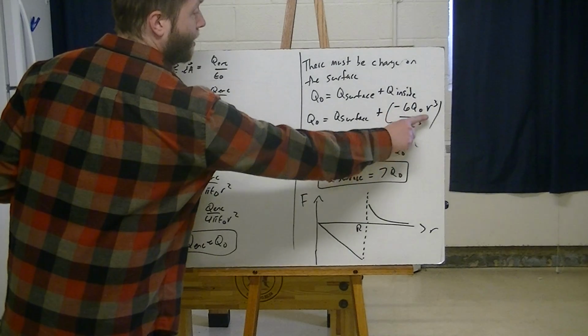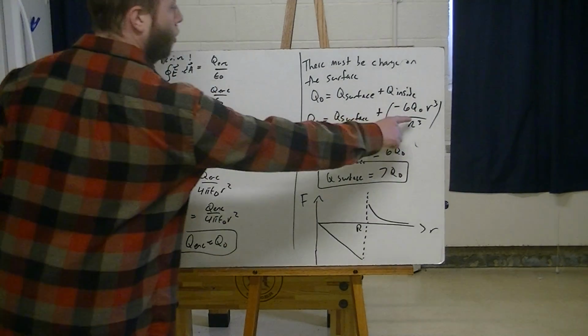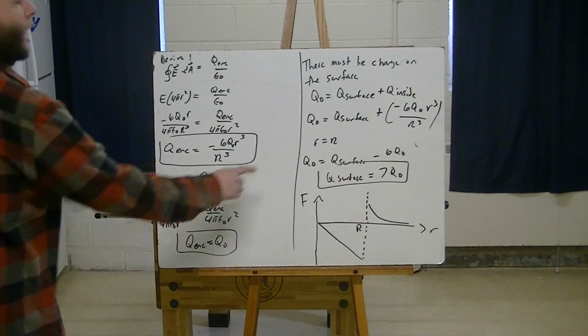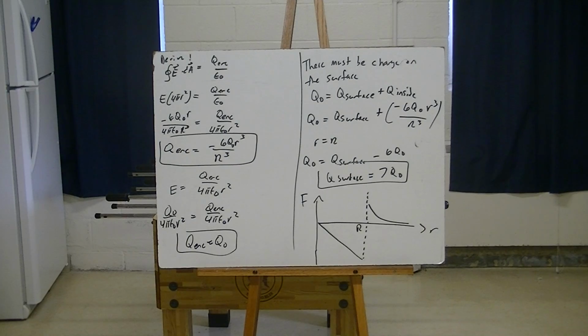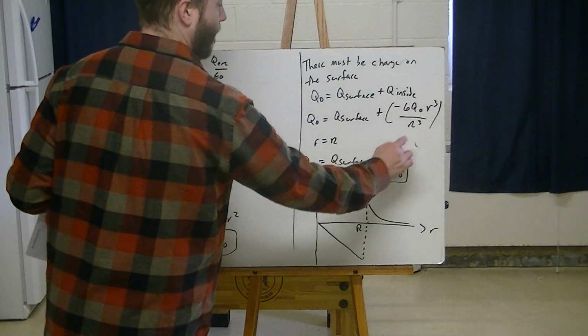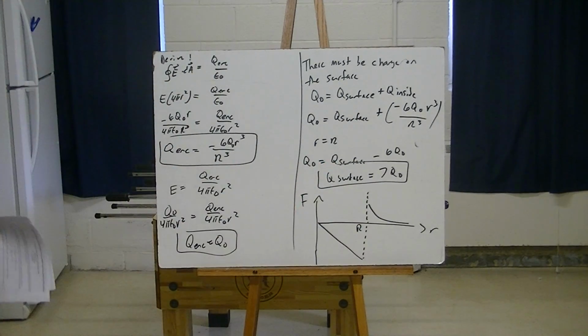Notice that for the inside, I'm going to replace that R up there, that R cubed over big R cubed, with R is equal to capital R because we are at the surface of the sphere. So this whole thing is going to condense down nicely to minus 6 Q naught. We have a Q naught over here. The charge on the surface has to make it so that charge on the surface minus 6 Q naught is equal to Q naught. That means that the charge on the surface is 7 Q naught.